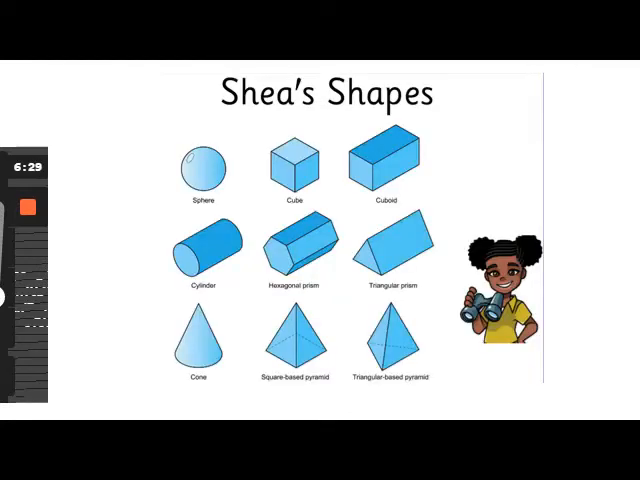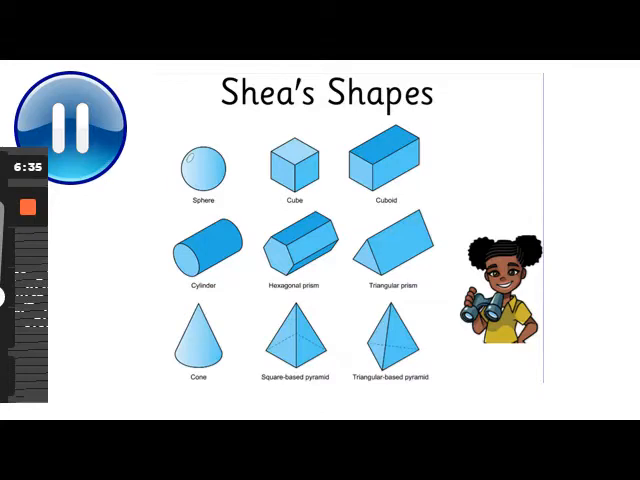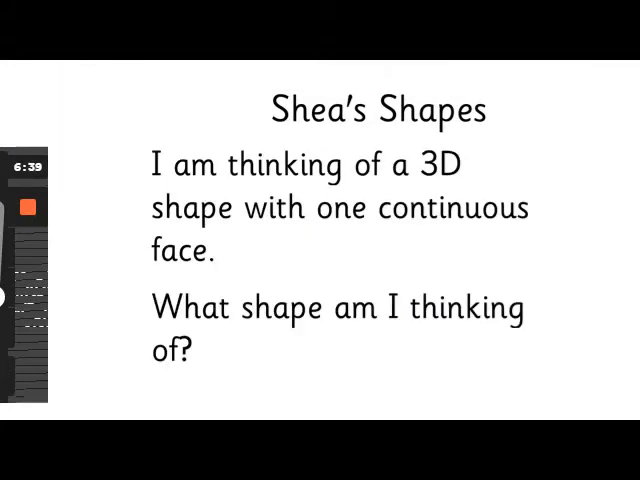Remember, these are solid, you can pick them up. Have a look at what they look like, their names, remind yourselves of them. Okay, the word problem is, I am thinking of a 3D shape with one continuous face. What shape am I thinking of?